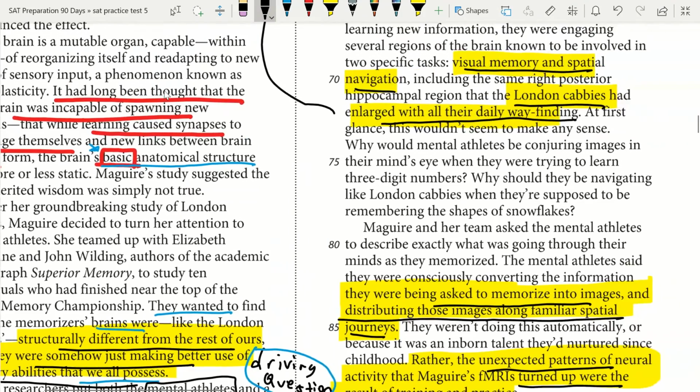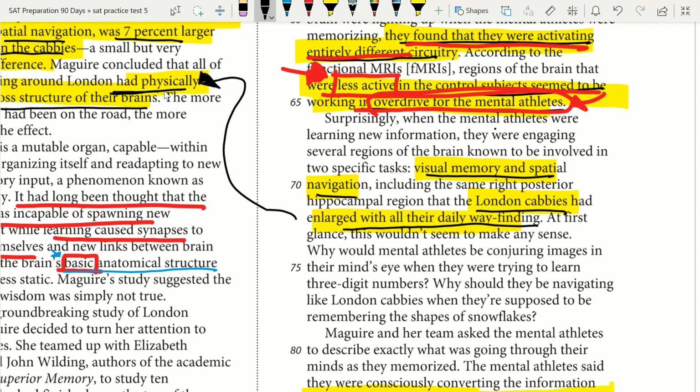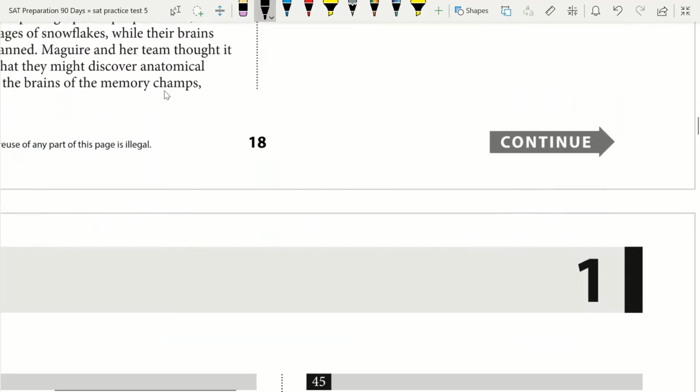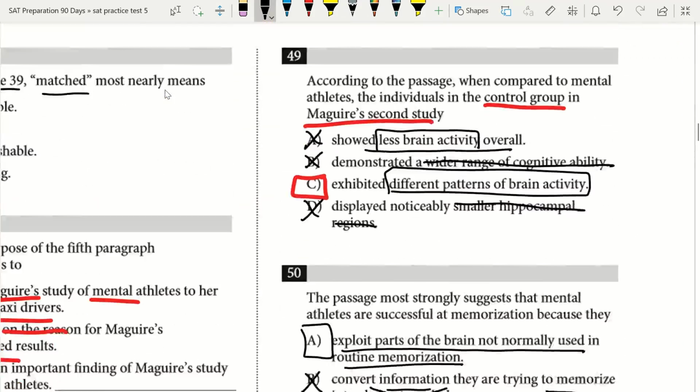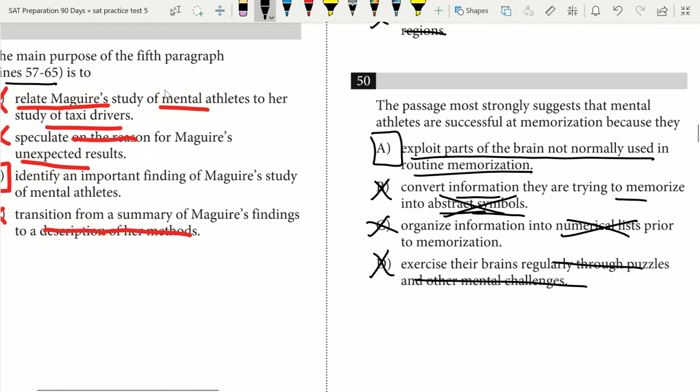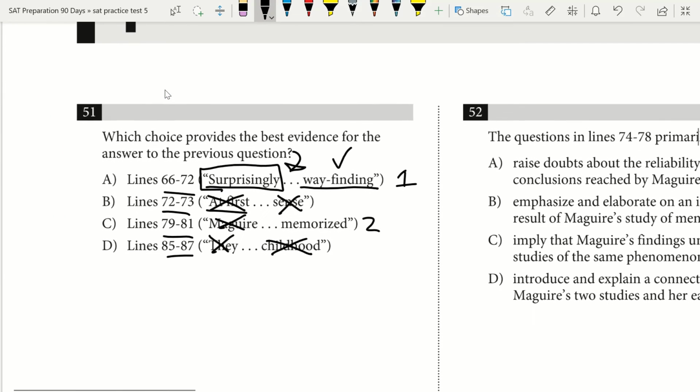All right, 66 to 72. Surprisingly, when the mental athletes were learning new information, they were engaging several regions of the brain known to be involved in two specific tasks: visual memory and spatial navigation, including the same right posterior hippocampal region that the London cabbies had enlarged with all their daily wayfinding. All right, what that's showing is that they're using that image part of the brain, thus supporting our answer in 50 by saying they're exploiting parts of the brain not normally used in routine memorization. So my correct answer there for 51 will indeed be A. Okay, so we can go ahead and get rid of B, C, and D there.